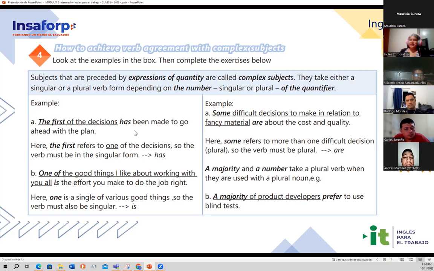En la oración, todo tiene que ir acorde al sujeto que se está hablando, si es singular o plural. Aquí no puede ir el have, porque estamos hablando de uno, un first here. Okay. Here is an example in plural. Some means more than one. Okay. Some difficult decisions to take in relation to fancy material are, okay, que no puede ir is, porque estamos hablando de varias decisiones. Okay. Are about the cost and quality.